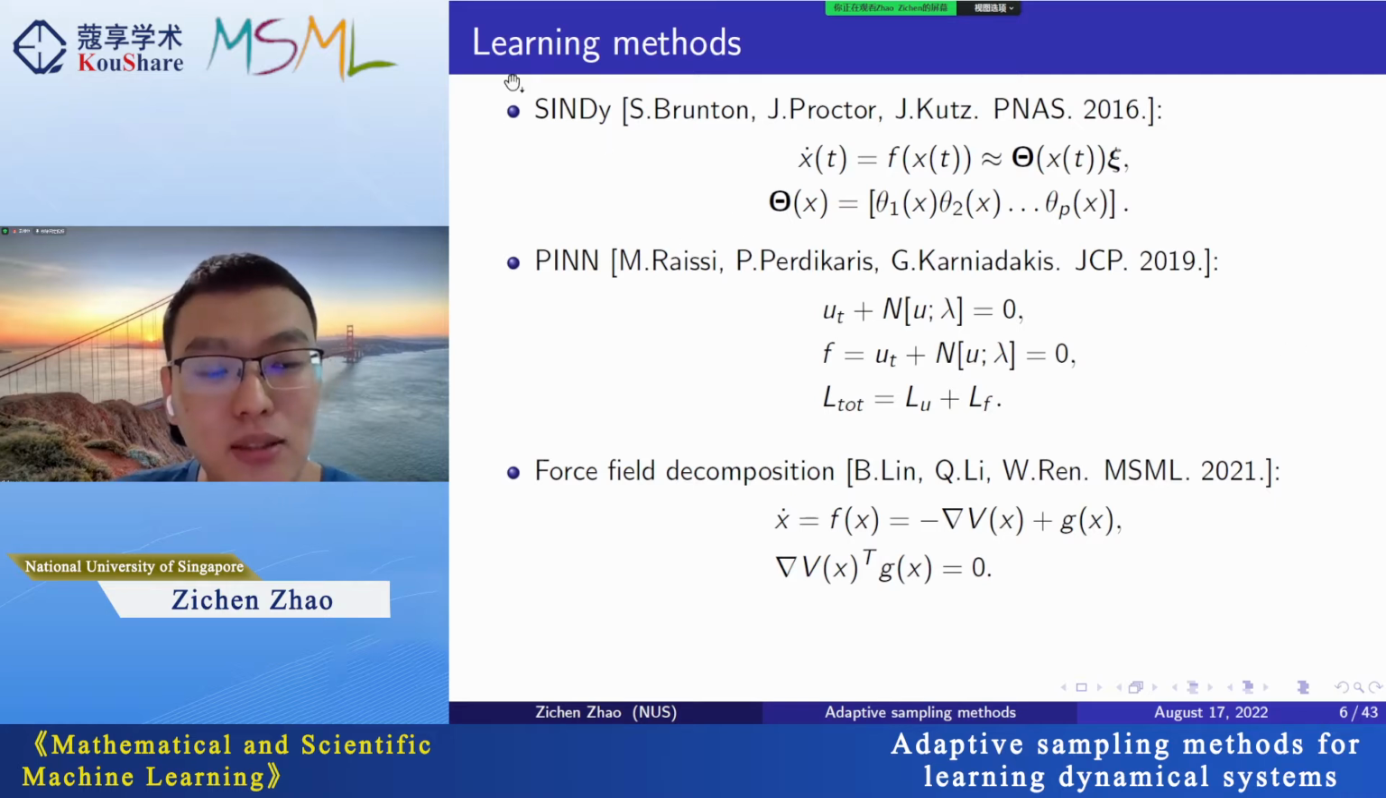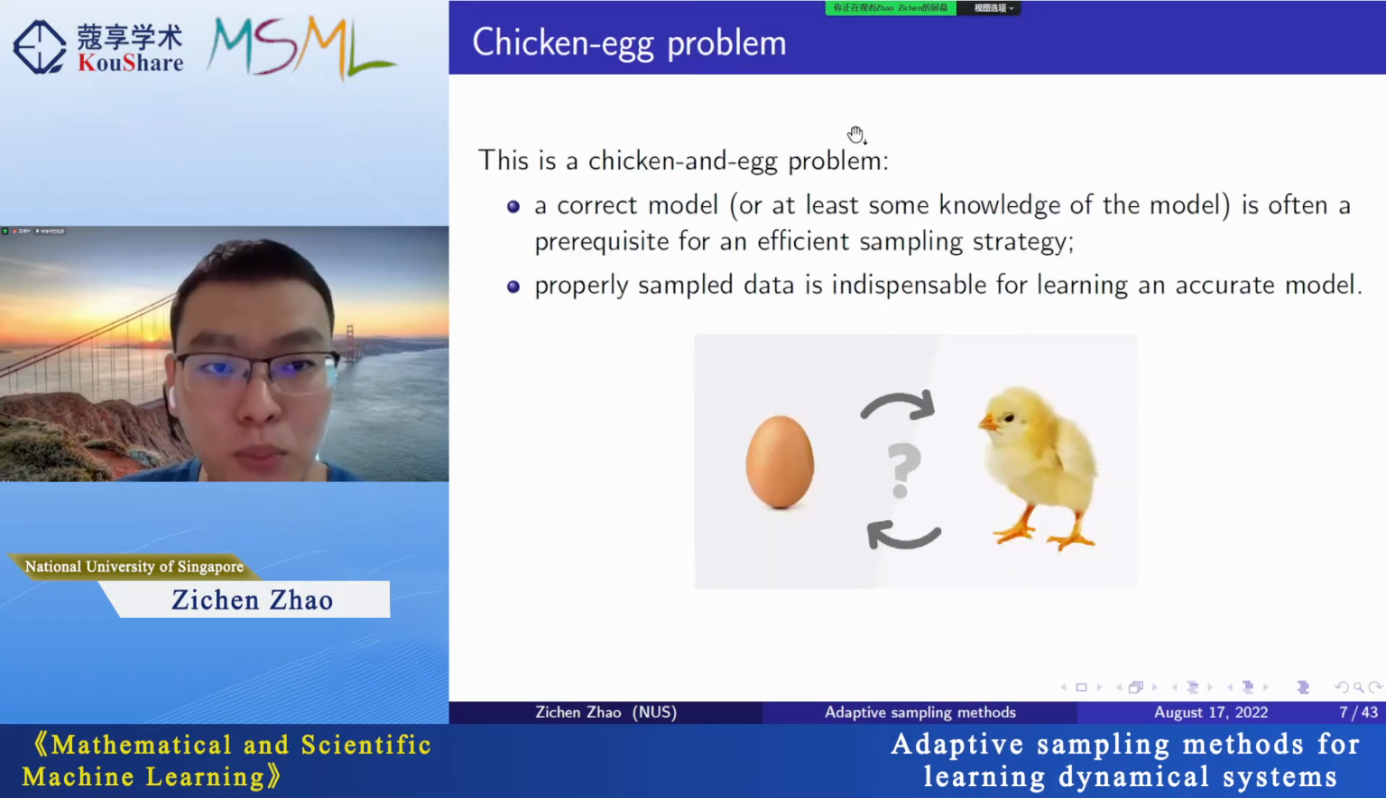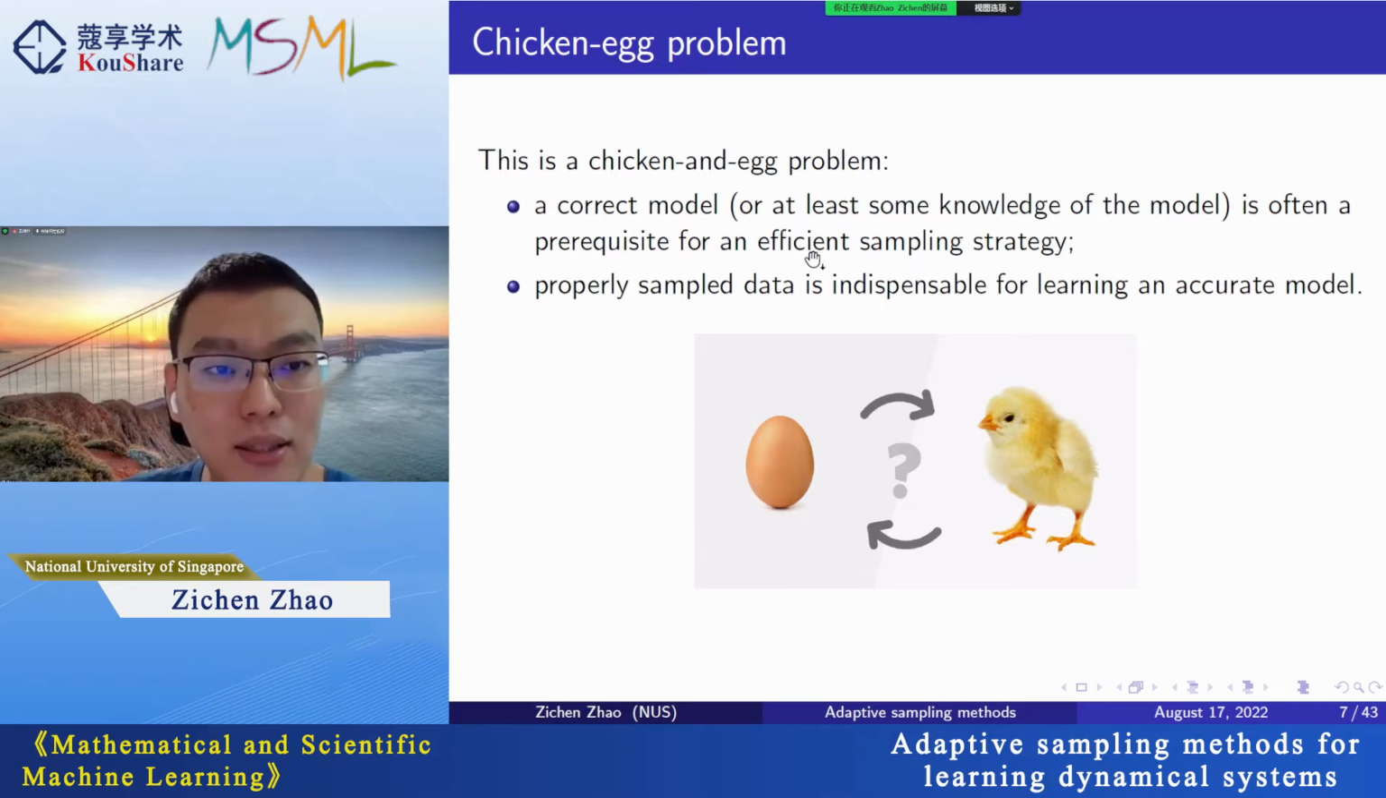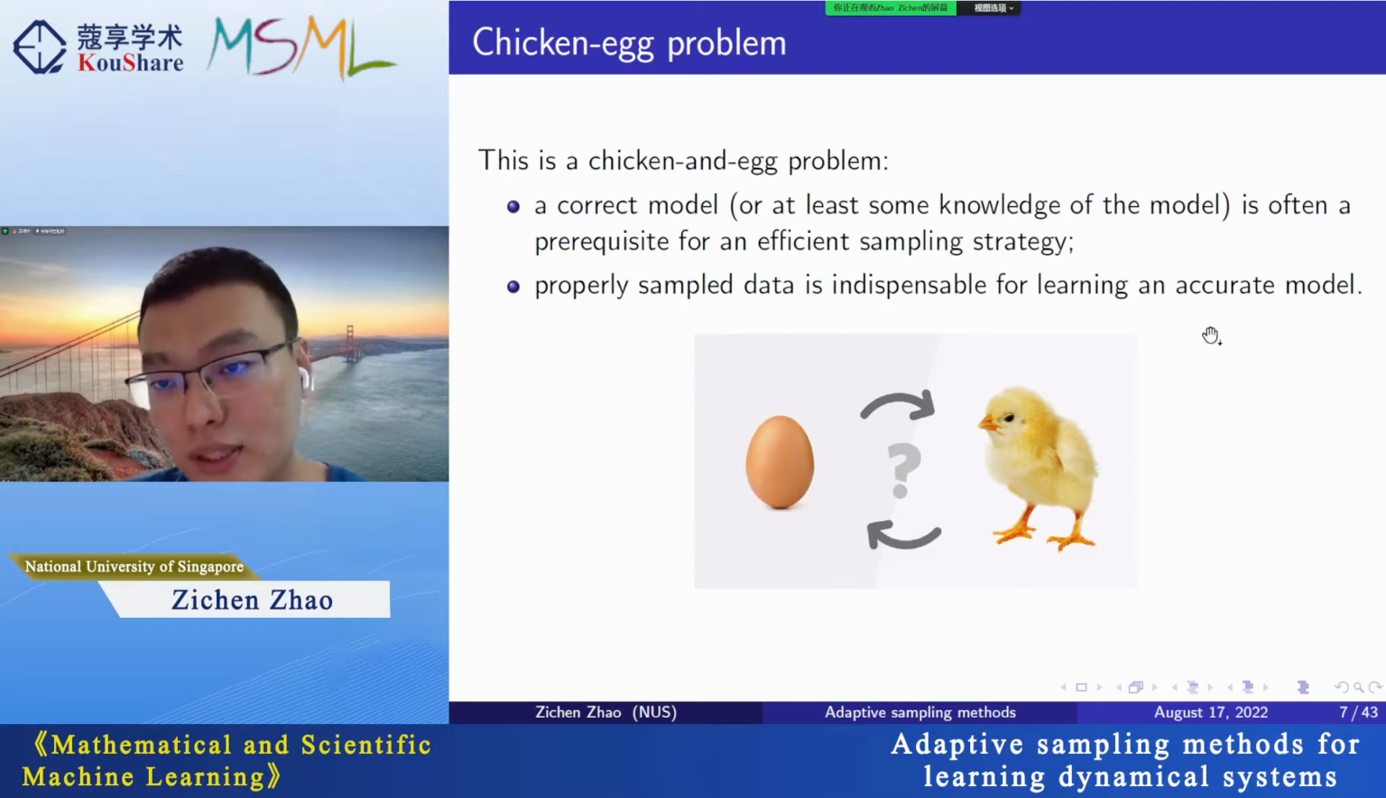So besides step one in the workflow, the sampling step and the evaluation step are also important. Actually, there is a chicken and egg problem between sampling and learning. On the one hand, a correct model is a prerequisite for an efficient sampling strategy. On the other hand, properly sampled data is indispensable for learning accurate models. Next, I will give two examples to explain the chicken and egg problem.